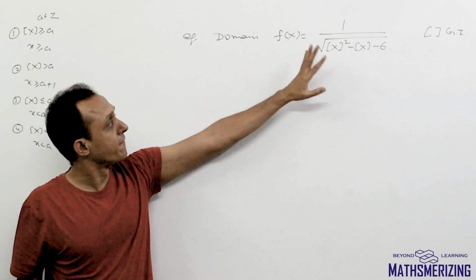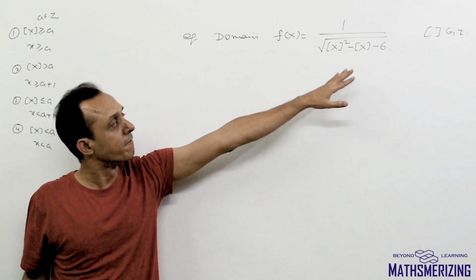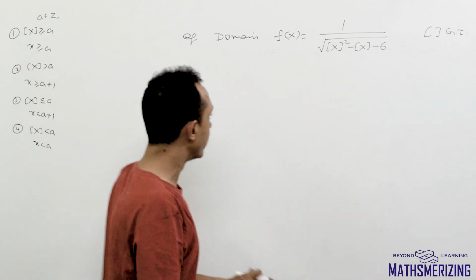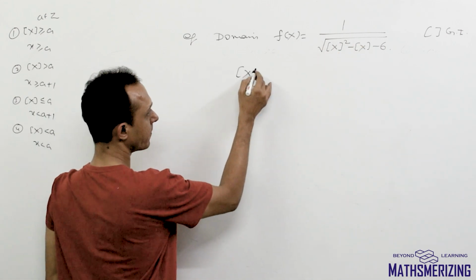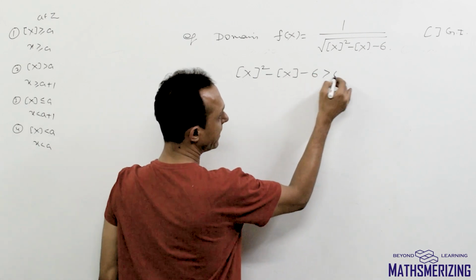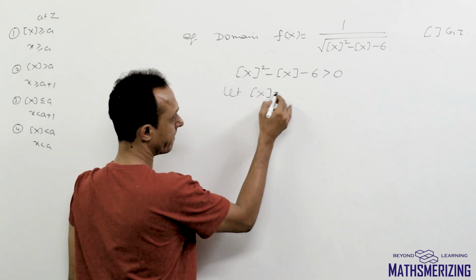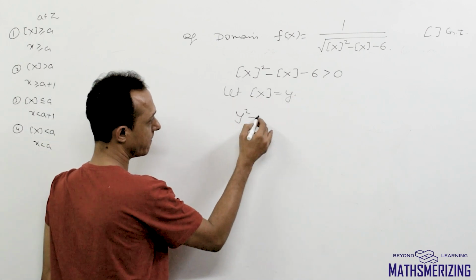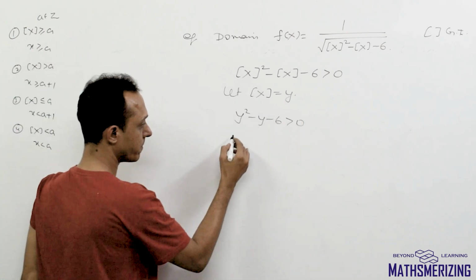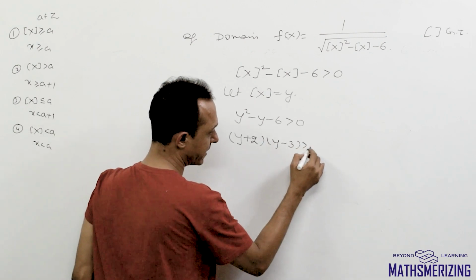So the question is, there is a function f(x) defined as 1 upon under root of greatest integer function of x square minus greatest integer function of x minus 6, and we need to find the domain of this function. Now because we have a square root in the denominator, the condition here will be greatest integer function of x square minus greatest integer function of x minus 6 should be greater than 0. So I'll let this greatest integer function of x be y. So I can write it as y square minus y minus 6 should be greater than 0. So (y plus 2)(y minus 3) is greater than 0.